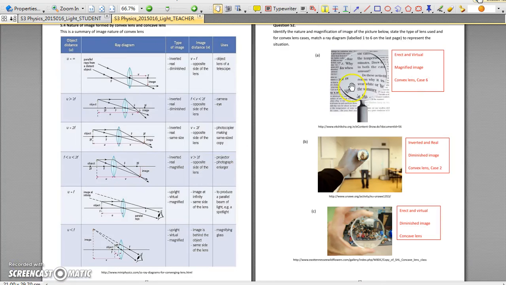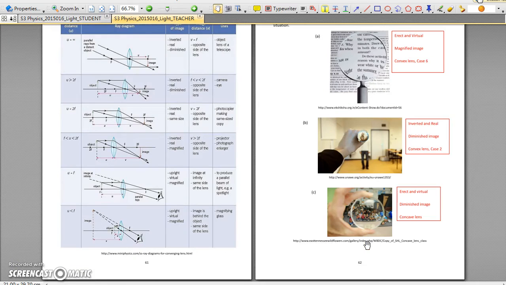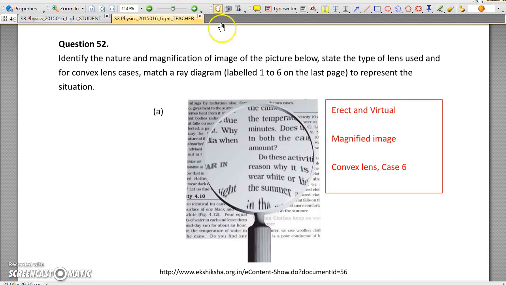We will then go through some of the pictures on the next pages. At that time, what I want you to do is label the ray diagrams here. Number 1, 2, 3, 4, 5, 6. This is the first one. Obviously, this is a magnifying glass, or we may call it a hand lens. The image is erect, and for all erect images, it must be virtual. The image is magnified, and it must be produced by a convex lens. It belongs to case 6.